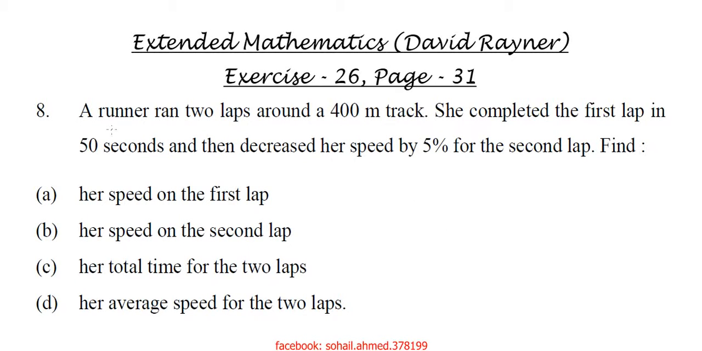Question number 8. A runner ran 2 laps around a 400 meter track. That is, each lap is 400 meter length. So in this way she completed 2 laps. She completed the first lap in 50 seconds and then decreased her speed by 5% for the second lap. Find, in part A, her speed on the first lap.